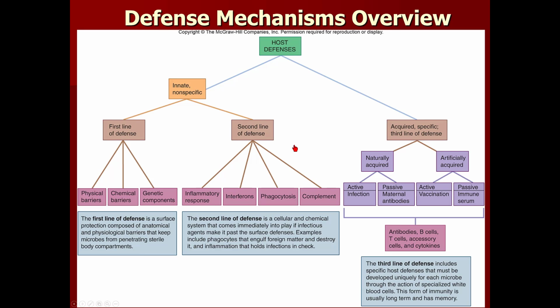Okay. So we have our host defenses here. There are 2 primary branches of our immune system. We have our innate, non-specific, and then we have our acquired or specific, which is really our 3rd line of defense. This particular lecture, we're going to focus on the 1st line and the 2nd line defenses here, and then it breaks down further into here. And so this is a great study chart to give you a broad overview of each part of these lines of defense.